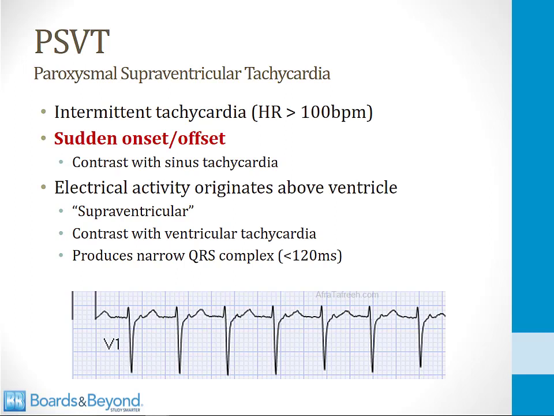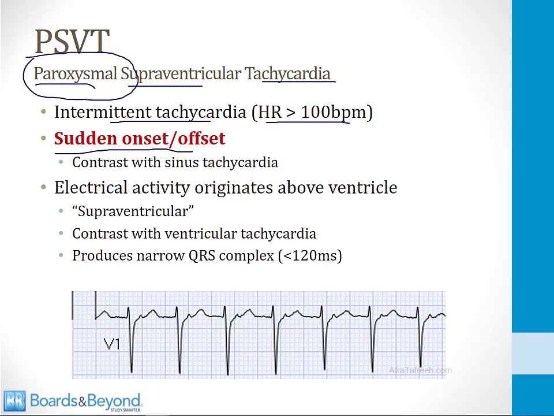A PSVT is a paroxysmal supraventricular tachycardia, and each of the words in the name means something about the disorder. So these disorders are tachycardias, where patients develop intermittent fast heart rates greater than 100 beats per minute. The disorders have a sudden onset or offset. That's why they're called paroxysmal. A paroxysm is something that comes on suddenly. So these tachycardias abruptly occur in contrast with sinus tachycardia.